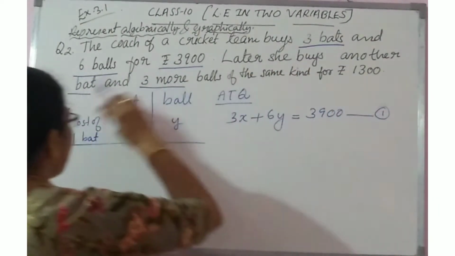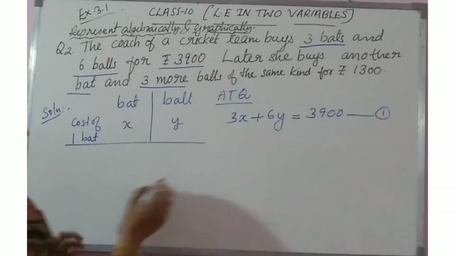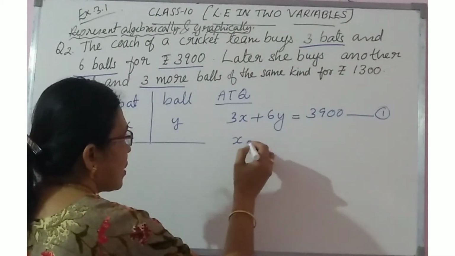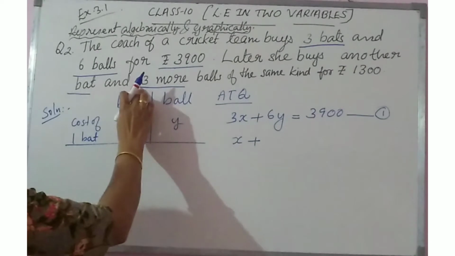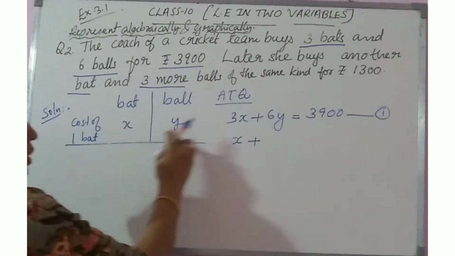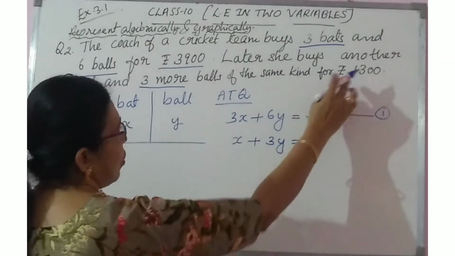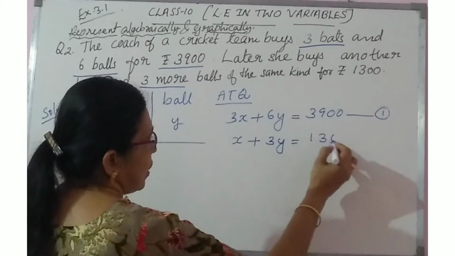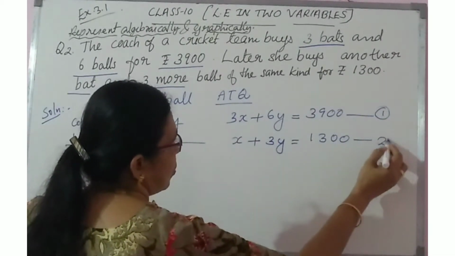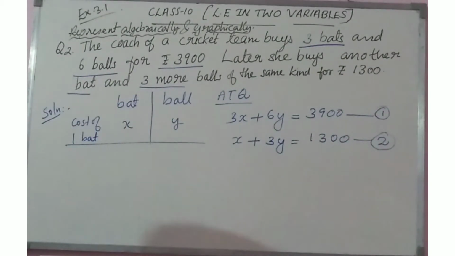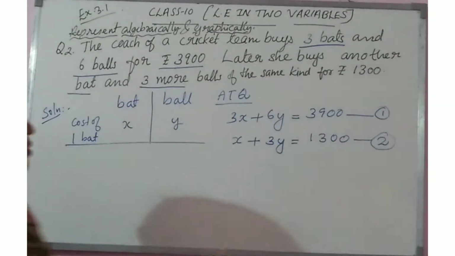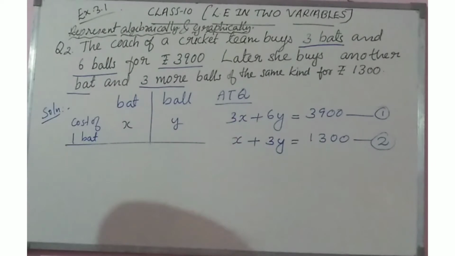Now we can come to the second part. Later she buys another bat, meaning only one bat she bought, so that is x, plus 3 more balls are there, so 3 into y, that is 3y. The cost of a ball is y, so 3y is equal to the total cost given, 1,300. This is equation 2. So the algebraic representation is over. Now we have to represent it graphically.